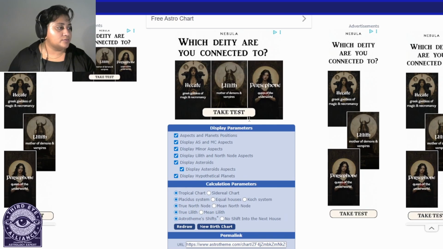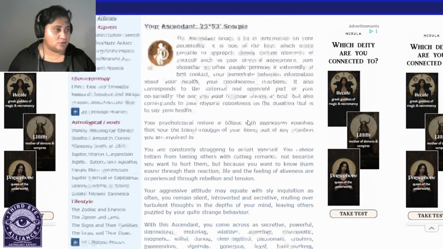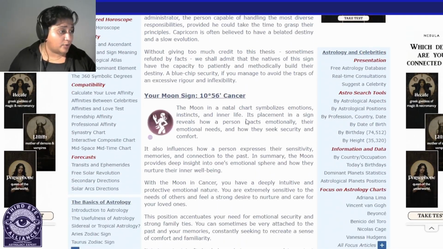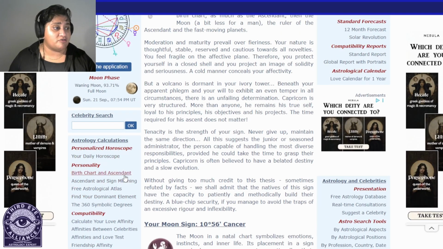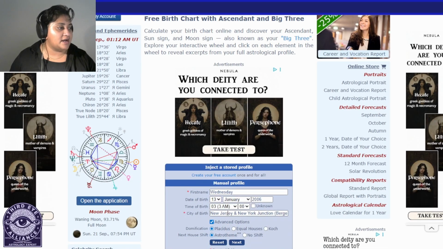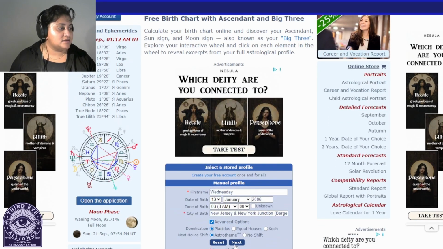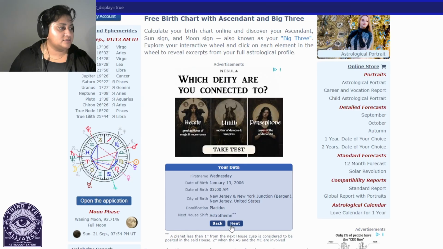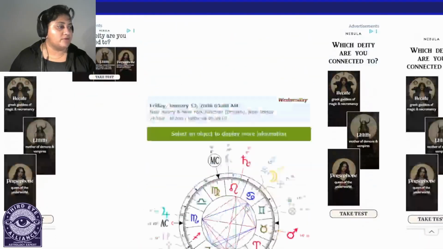Okay, so this is how you create a chart in Astrotheme. I'm gonna take you through it again real quick. And remember, all on the left here is lots and lots of options to choose from. So let's go to birth chart and ascendant. We click on birth chart and ascendant, enter the time, whatever is in there. We go next. We review the information. We go next. And then boom, here is your birth chart.